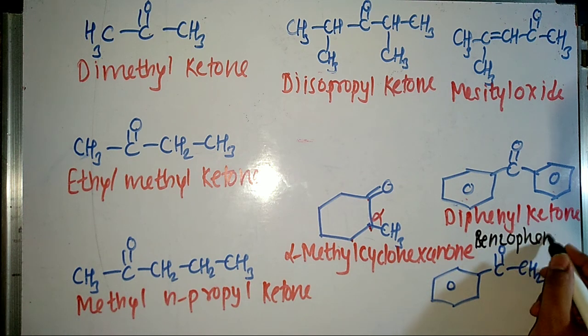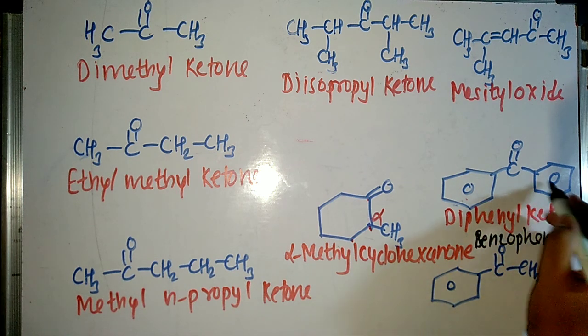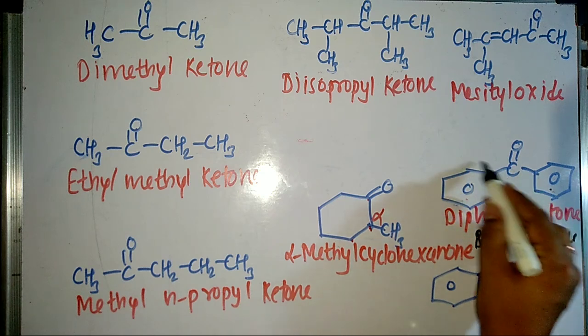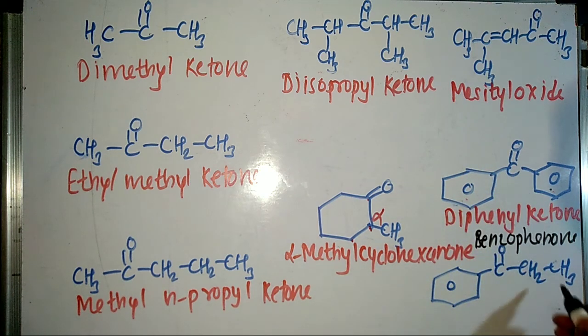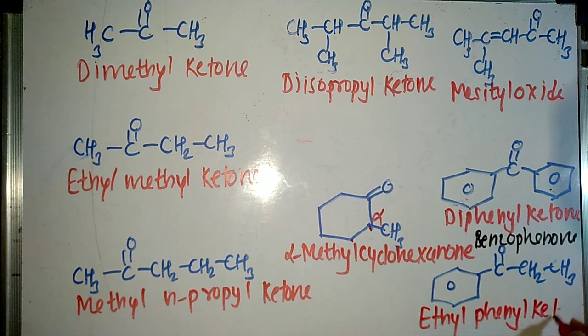Benzophenone. What is the meaning of phenone? Benzene with C=O is called phenone, and this is a benzene ring. That's why it will become benzophenone. Now here one group is ethyl, other group is a phenyl. So alphabetically I will write it as ethyl phenyl ketone. It is again an example of a mixed type of ketone. So that's all about the common names of the ketone.